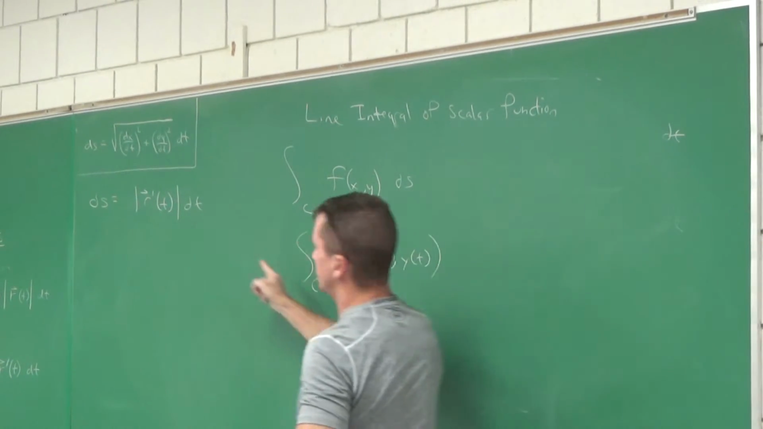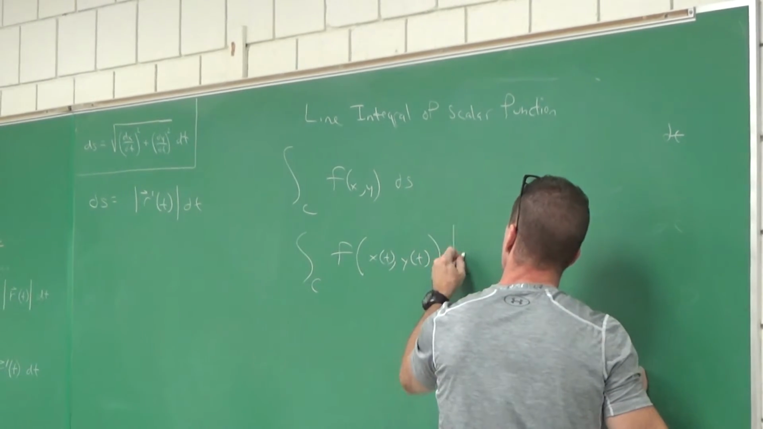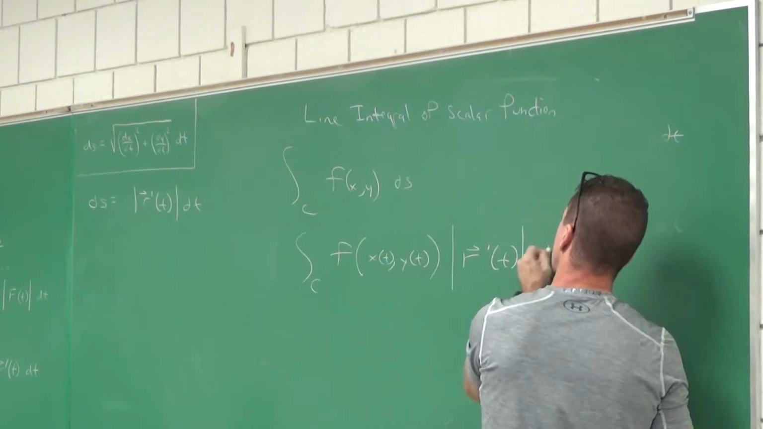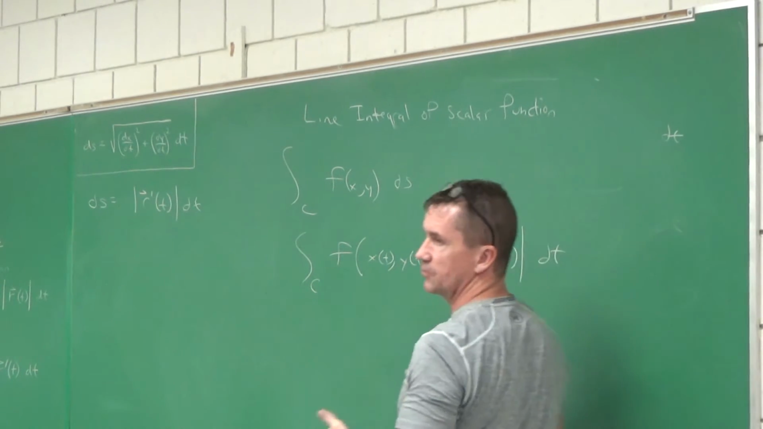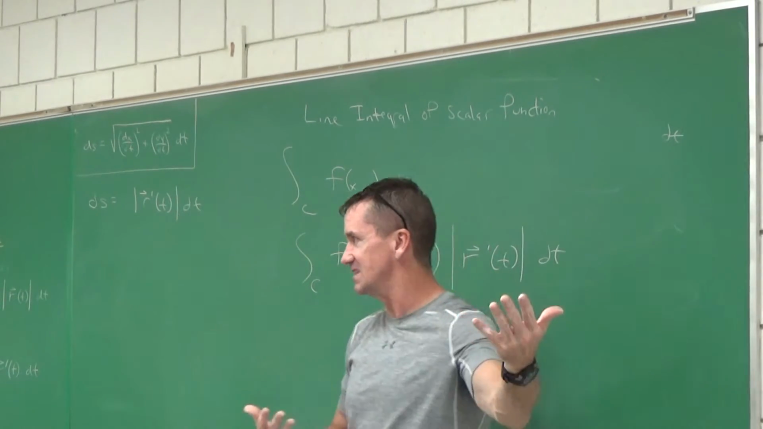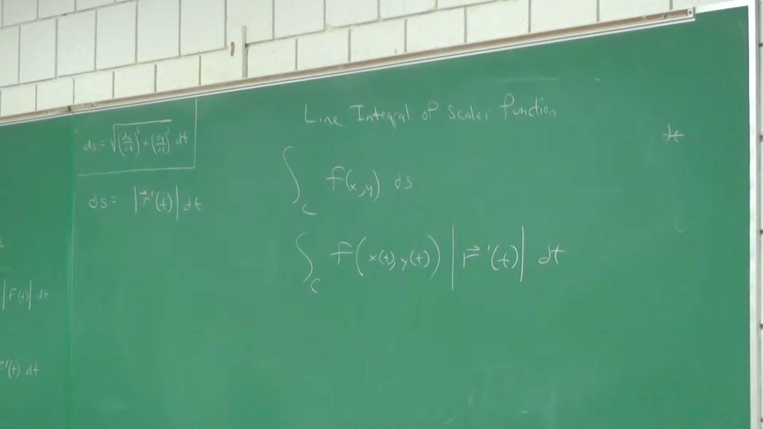Well, I'll use this. It's just the magnitude of r prime of some t. Okay, so we got our formula, but still, what does this mean? Can we visualize this? I'm going to go to that. Can we see that? What are we really finding?